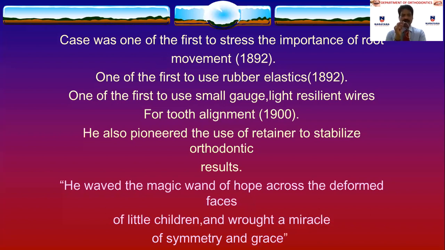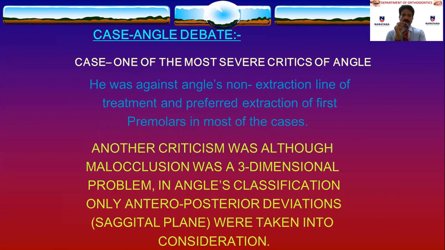There is also a short question on the Case-Angle debate. Edward Hartley Angle was for non-extraction therapy, whereas Case was for extraction. In orthodontics, the teeth which we usually extract are the premolars, either the first premolar or the second premolar, depending on your space criteria and the space analysis. Case was also criticizing Angle's classification because there were drawbacks.